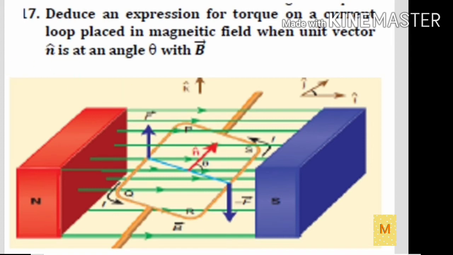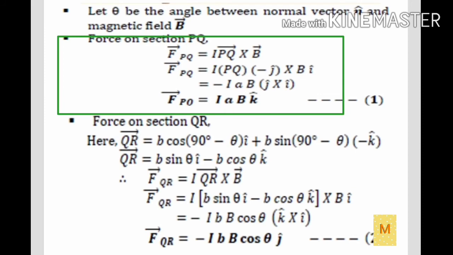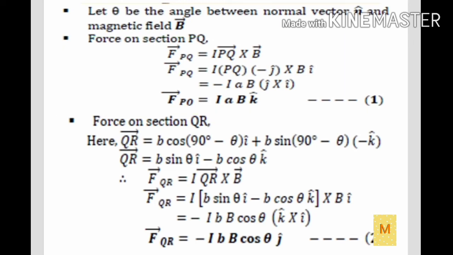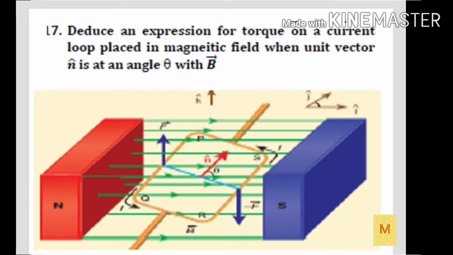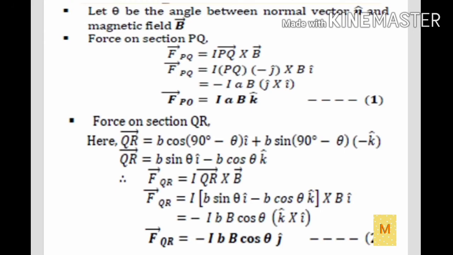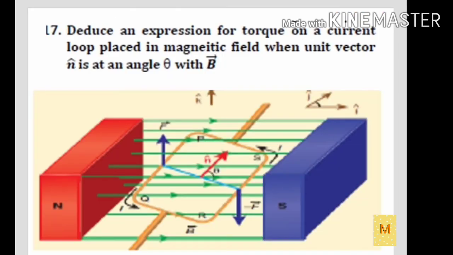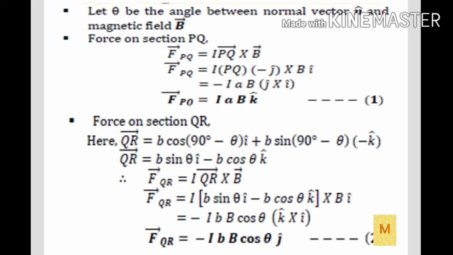What will be the force experienced by the section PQ? That can be written as F_PQ vector is equal to I PQ vector cross B vector. Here, PQ vector and B vector are replaced by their unit vectors. Look at the portion PQ in the figure. This portion is trying to move against the direction of j, so the unit vector here we have to write as minus j cap. Look at the magnetic field direction. This is along the positive x direction, so we have to write the unit vector as i cap.